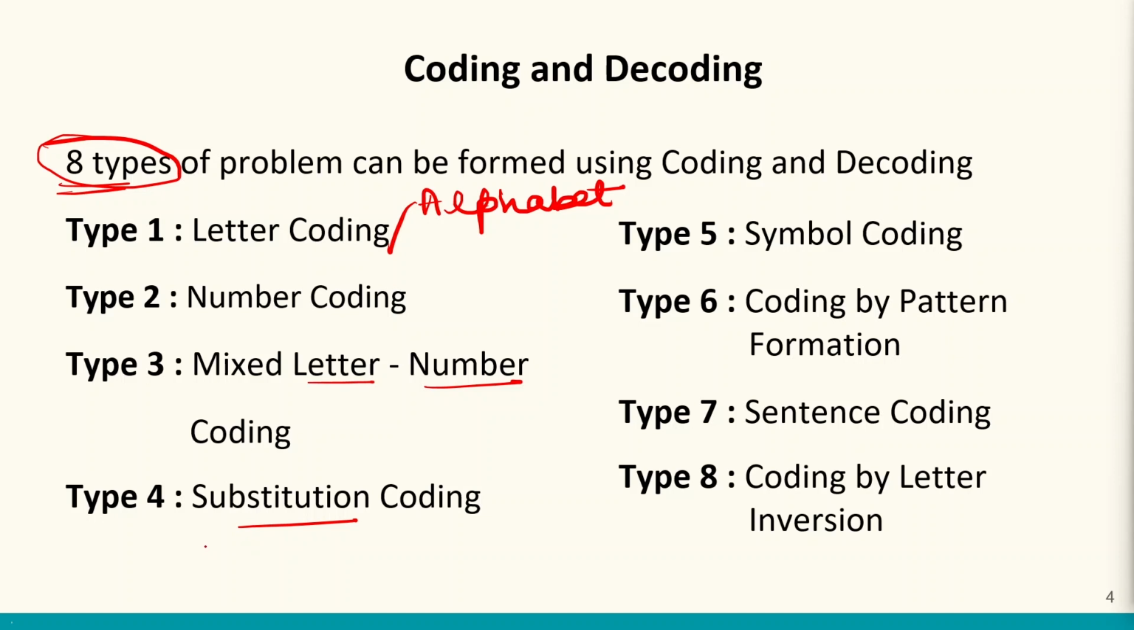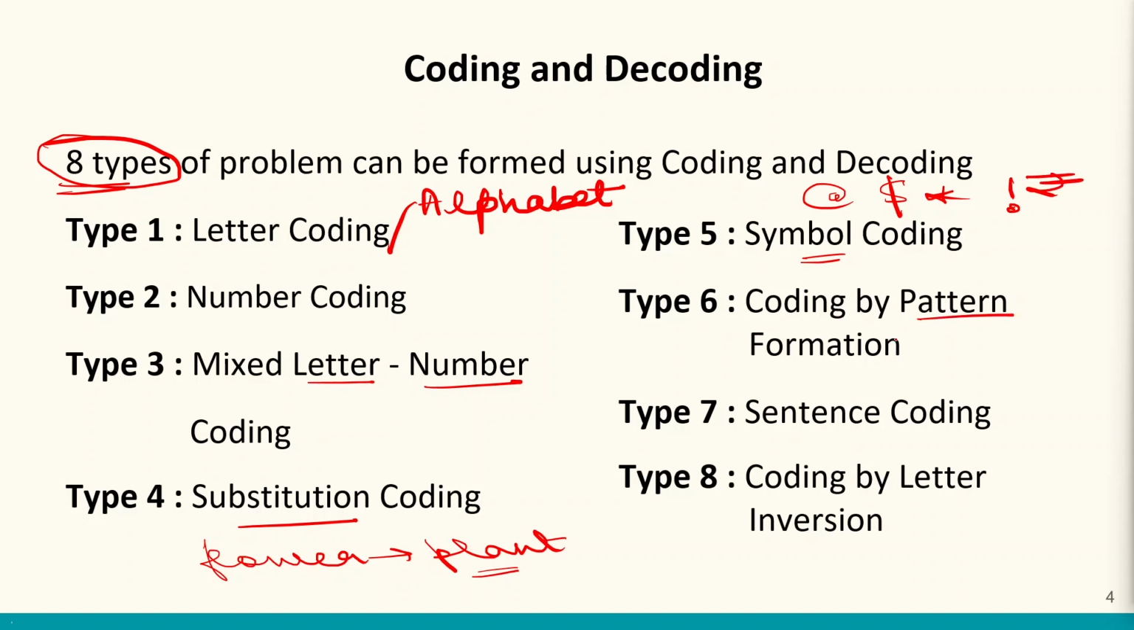For example, flower is called plant. So plant is a word that we use to denote flowers. The normal logic is not followed, but we have substituted a word for the previous word. This is called substitution coding, which we will understand with the help of an example. Then we have symbol coding. Here we deal with different symbols. When we deal with different symbols, that is called symbol coding.